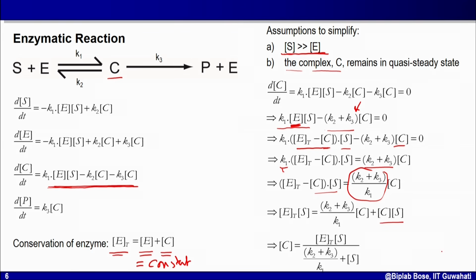Let us separate C. So if I take C common from this, I get (K2 plus K3) by K1 plus S, that goes in the denominator, and I have ET S in the numerator. So what I have got, I have separated out C and I have everything else on the right hand side. The right hand side has ET, which is constant, the total amount of enzyme, substrate concentration which is varying with time, divided by (K2 plus K3) by K1, that as a whole is a constant because K1, K2, K3 are rate constants, plus concentration of the substrate.